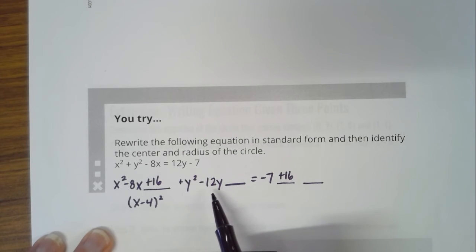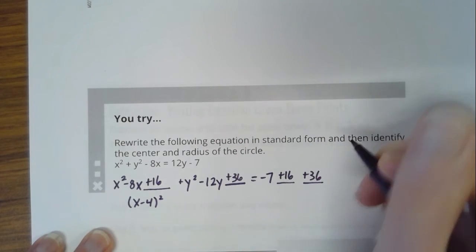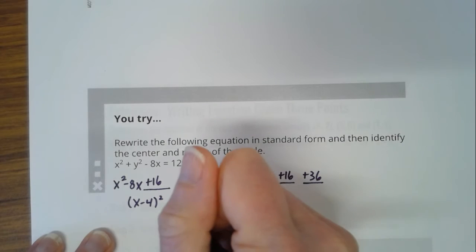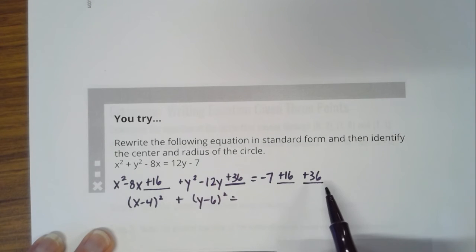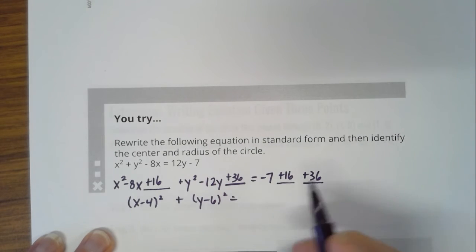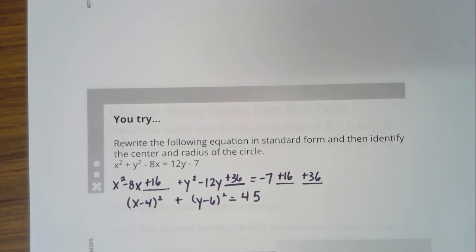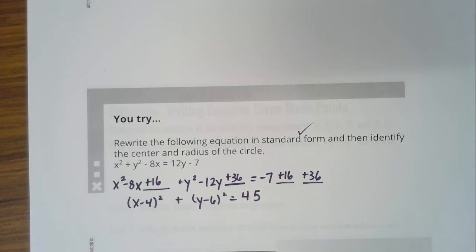All right, moving along to our y's. Half of -12 would be -6. Squaring that would be +36. Balancing our equation, putting that 36 on both sides. Now I can factor this as the quantity of y minus 6 squared. And if I add up all of my numbers on the right-hand side, this would work out to be 45. All right, so that's my standard form. So that's the first thing they asked me to find. So check that off our list.